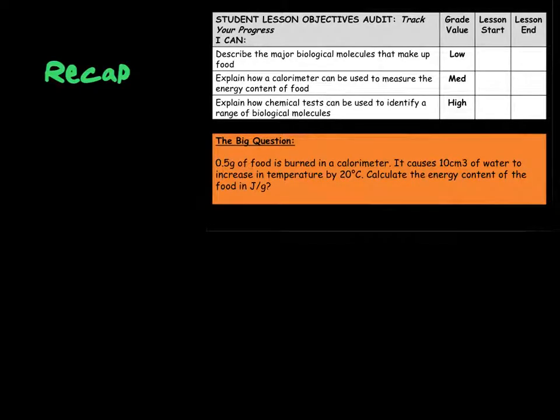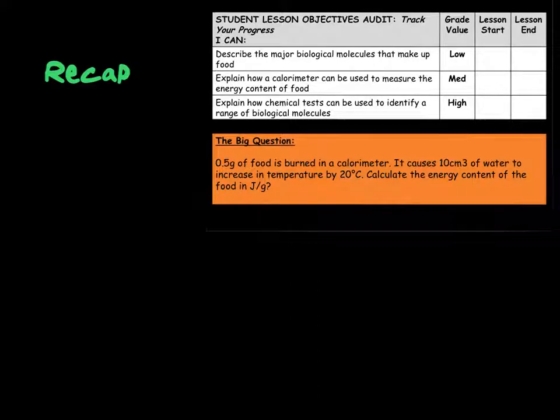So, what have we looked at in this tutorial video? Well, we described the major biological molecules that make up food. We looked at how a calorimeter can be used to measure the energy content of food. And finally, we looked at how chemical tests could be used to identify a range of biological molecules.